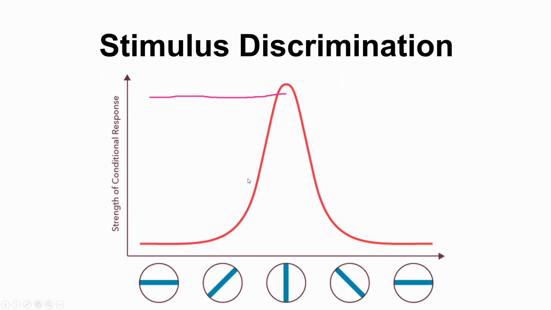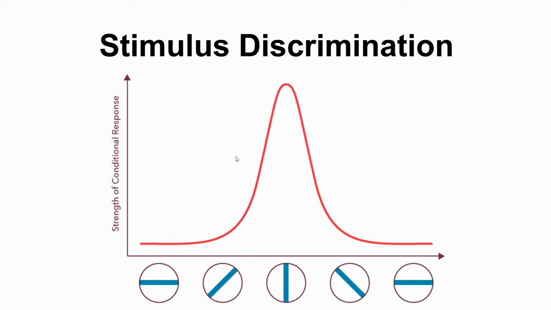Again, if we look at this same diagram setup, we have our angular lines on the x-axis and then our strength of conditional response on the y-axis. We still see lots and lots of responding to that vertically oriented line, saying that that was our original conditional stimulus. We see lots of responding, or lots of salivation, to that. But as soon as we deviate from vertical, as soon as there's even a slight angle, we see a very sharp drop-off in how much responding is produced to other orientations of lines.